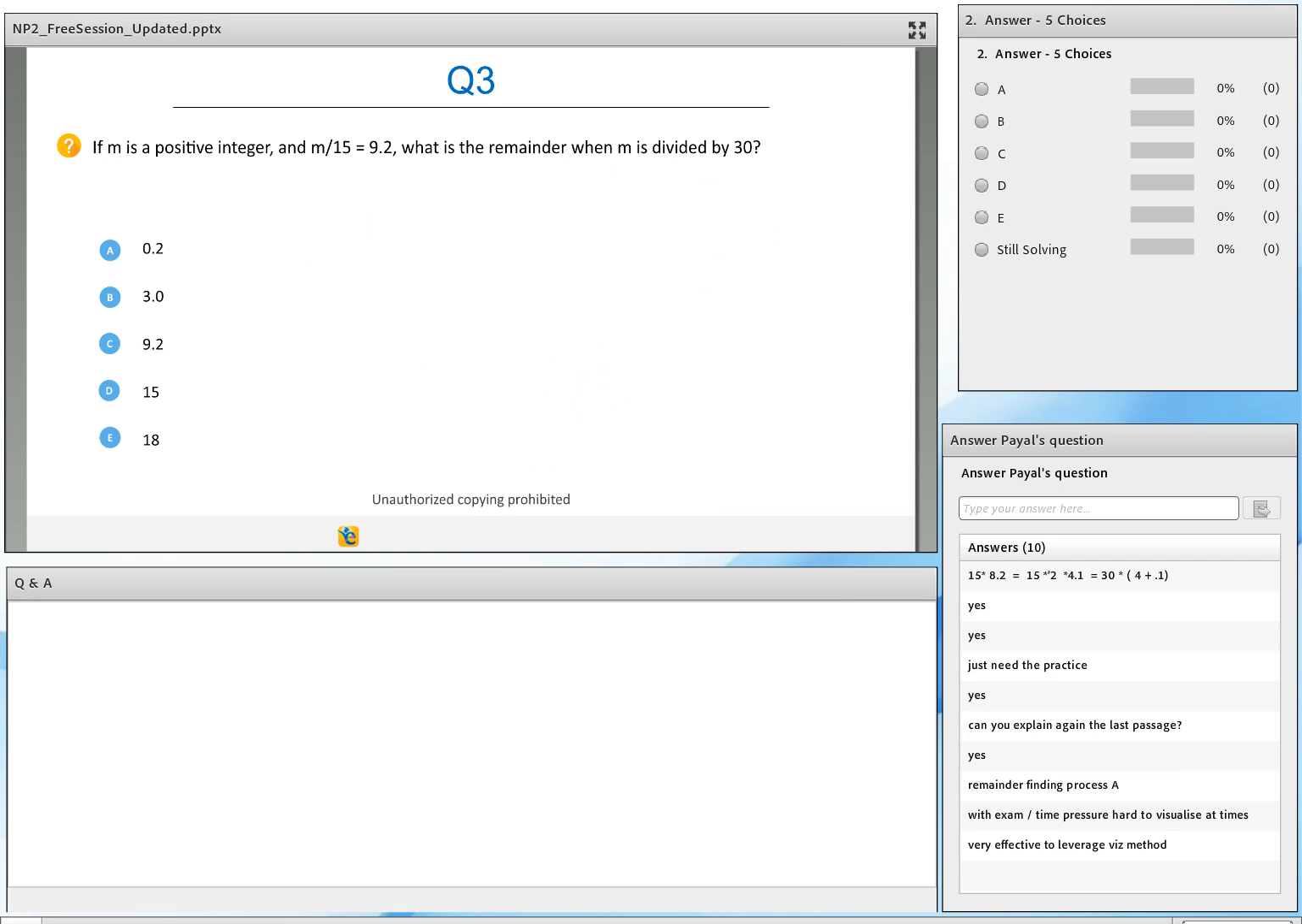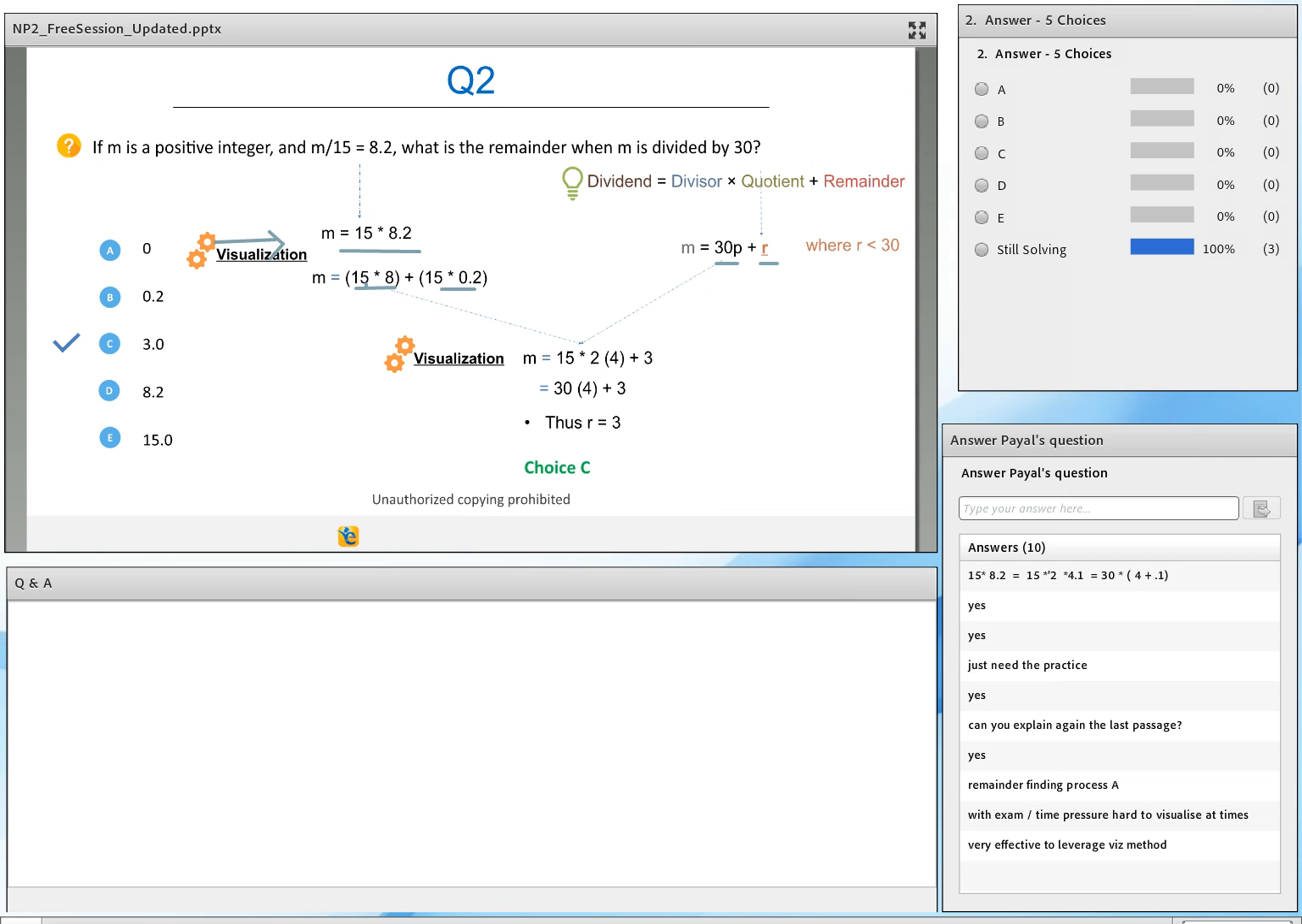Get to question number 3 now. A little bit more processing in question number 3. Okay, so let's carry forward. Can you please click on still solving? Again, not to sound like a broken record, but don't do calculations, solve it with the visualization method. Okay, let's go ahead.